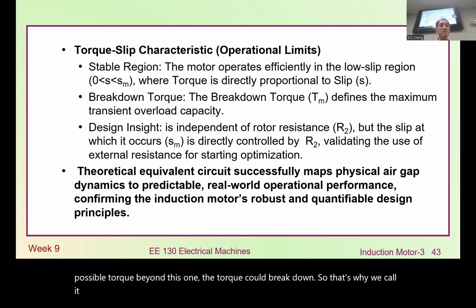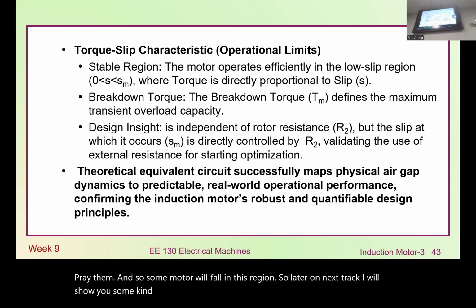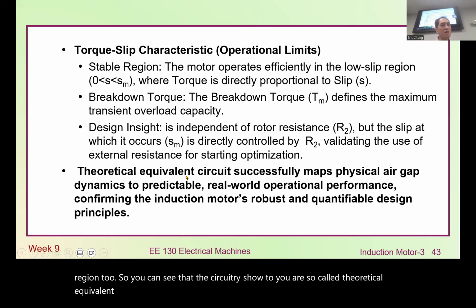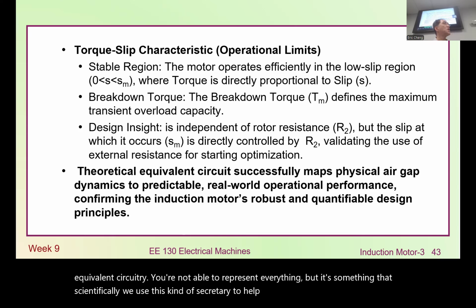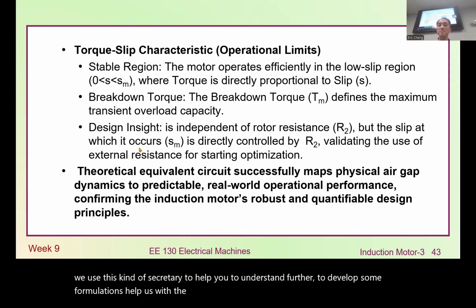And then on the left-hand side of the breakdown torque, there's an unstable region which is tough to operate in. Some motors will fall in this region. So later on, the next chapter will show you some control methods so you're able to avoid operating in this region too. You can see that the circuit we show you is the so-called theoretical equivalent circuitry. It's not able to represent everything, but scientifically we use this kind of circuitry to help you understand further, to develop some formulation, and help us with the design. So that's how we use it.